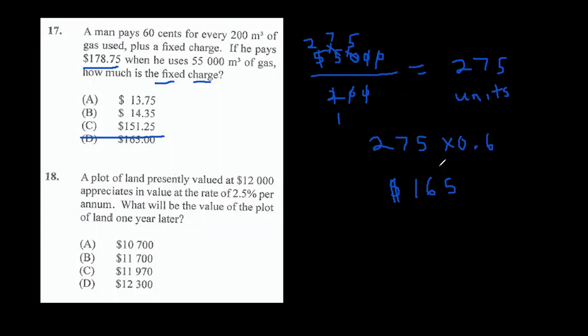Okay? Some people multiply 275 by 0.6 and get 165, and then that's the answer. In fact, you're not even paying 165. You're paying 165 plus some tax.